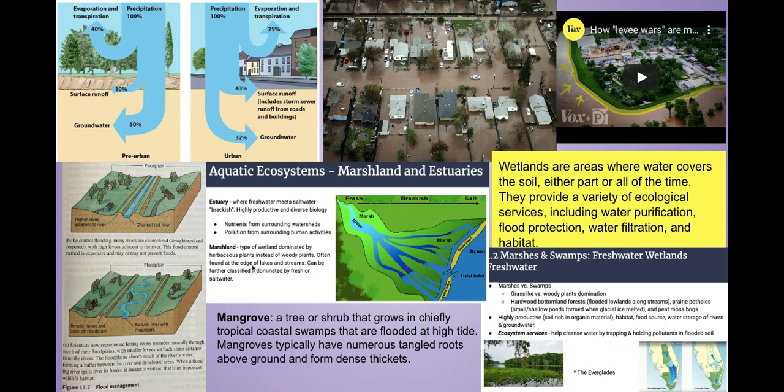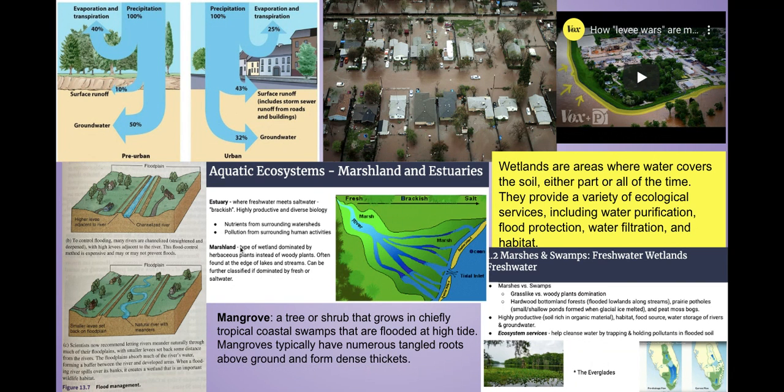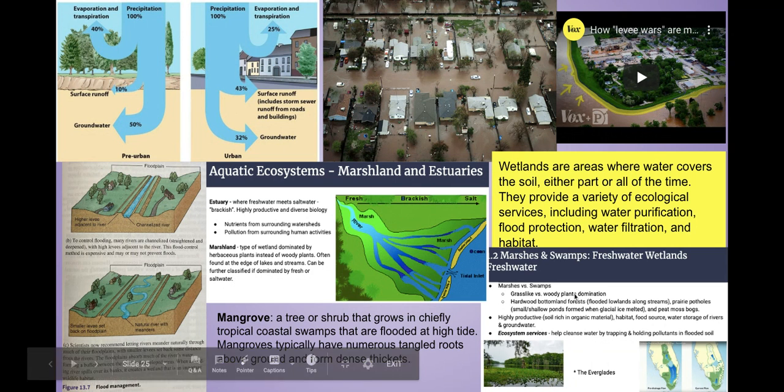It's usually found at the edges of streams and lakes, and we can further have a freshwater marshland or a saltwater marshland. Marshes are grass-like. They do have herbaceous plants, and they are highly productive. They can be used as habitat, or they are habitat, food source, and water storage for rivers and groundwater. They offer ecosystem services as well.